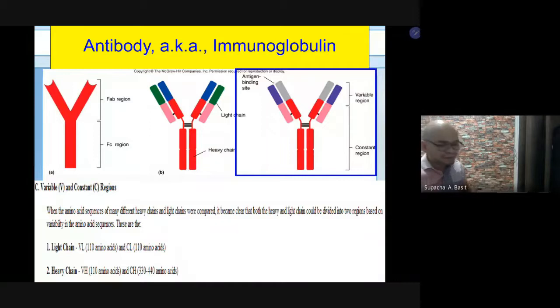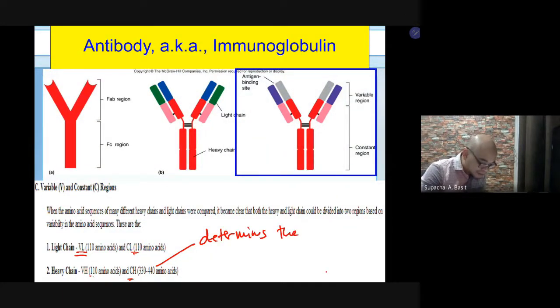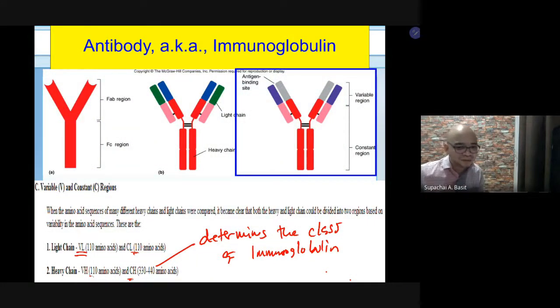So why do we call it variable region and why do we call it the constant region? It's because of the number of amino acids. The variable light chain has about 110 amino acids, as well as the constant light chain. The variable heavy chain would also have 110 amino acids, while the constant heavy chain will have about 330 to 440 amino acids. Now, the constant heavy chain determines the class of immunoglobulin. I will go deeper into this later on, but take note that it is the constant heavy chain that determines the immunoglobulin classes.